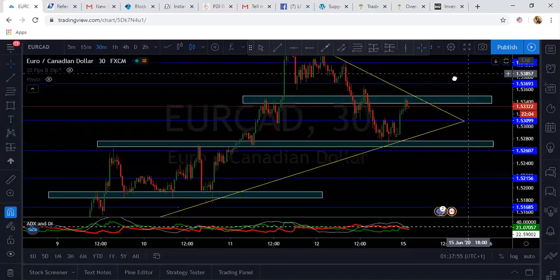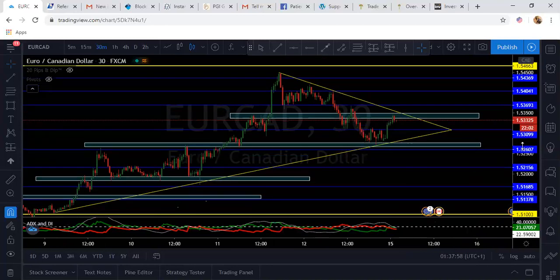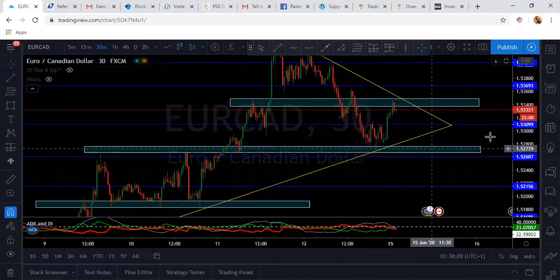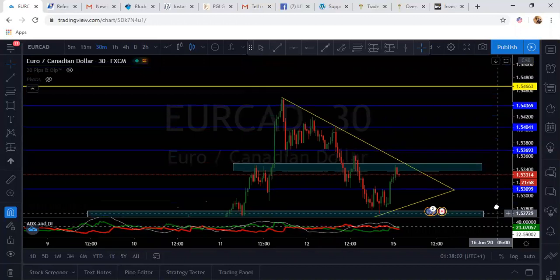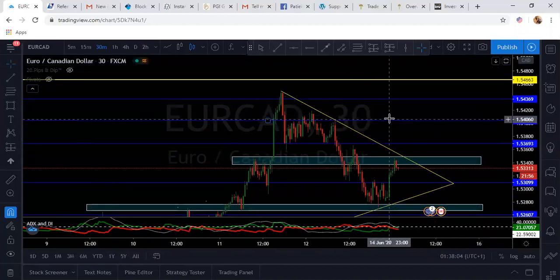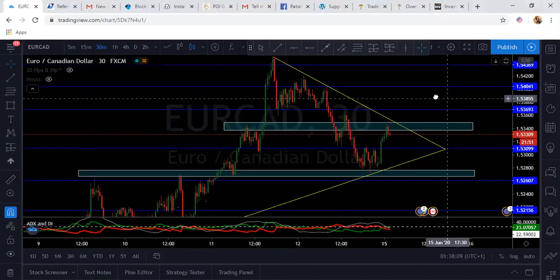Okay? So once I do this, I've identified my daily support and resistance, which is the yellow line. The blue line also stands at what? My 4-hour support and resistance.